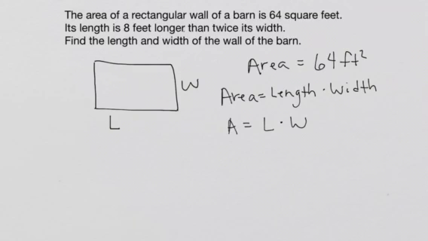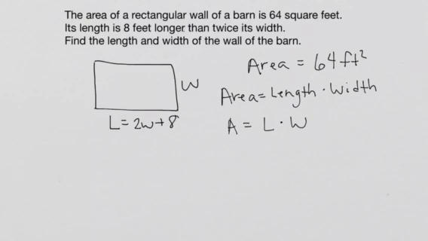In the problem, we're told that the length is, so when we see this word is, we know that's an equal sign, 8 feet longer. So we're going to be adding 8 feet, then twice the width. So to write that out, the length equals 8 feet longer, so we're adding 8 to some value, and the value is twice the width, so we're going to call that 2W. Now we can substitute this back in our problem.